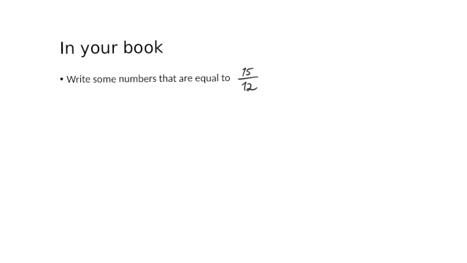In your book, I'd like you now to write some numbers that are equal to 15 over 12. And numbers that are equal to 15 over 12 you would find by simplifying the fraction or expanding the fraction, so making the numerator and the denominator in your fraction bigger. After you've done that, I would like you to answer the question on the Google form.